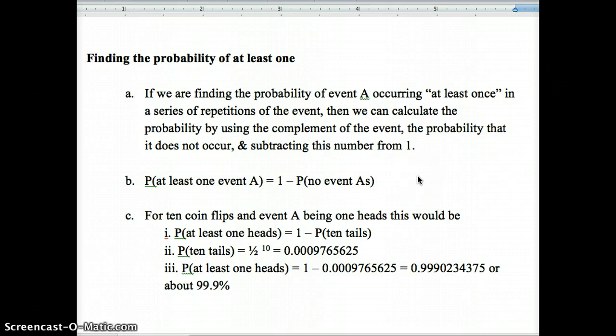So for a series of repetitions, if you see at least one, think subtracting from the complement. So down here we see at least one heads, we do probability 1 minus probability of 10 tails, which is easy to come up with, 1/2 to the 10th. We subtract, and we get about 99.9% of the time we would get at least one heads.